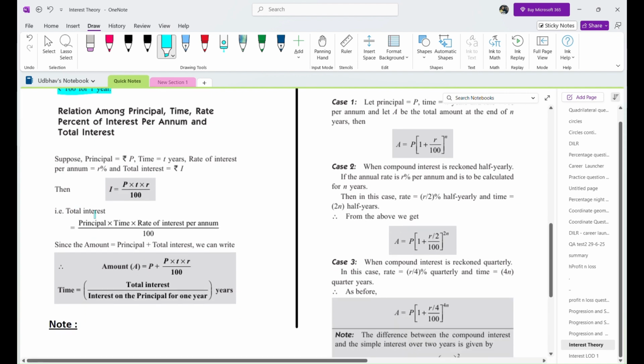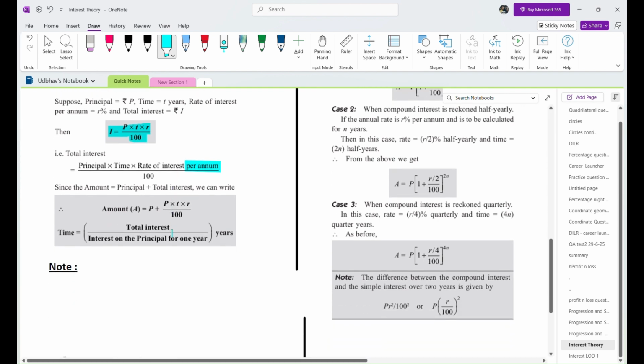So this is the basic formula of simple interest. Interest equals P into R into T upon 100: principal into time into rate of interest per annum. Make sure you are given per annum. If you are not given this in per annum, then you have to change the rate of interest accordingly, right?